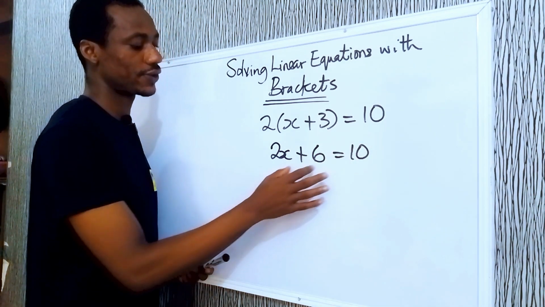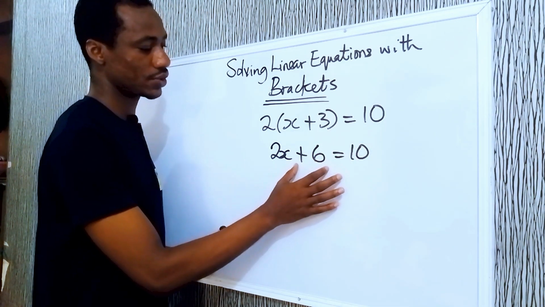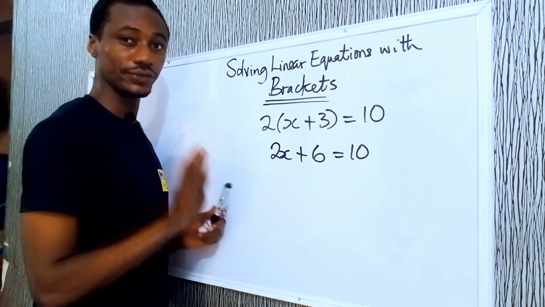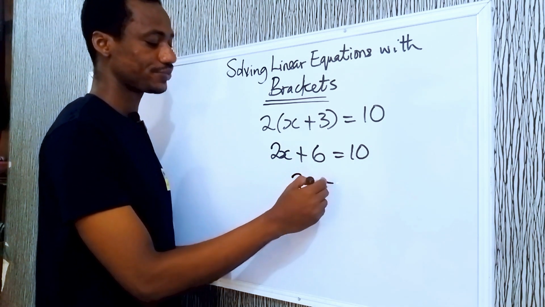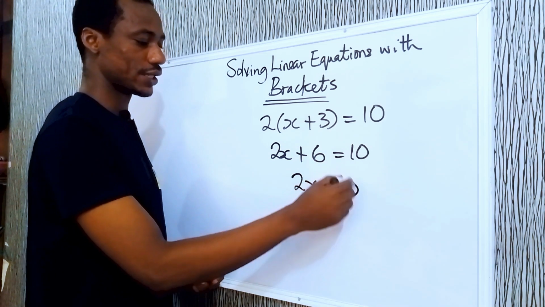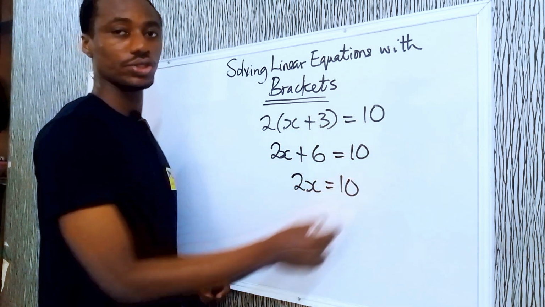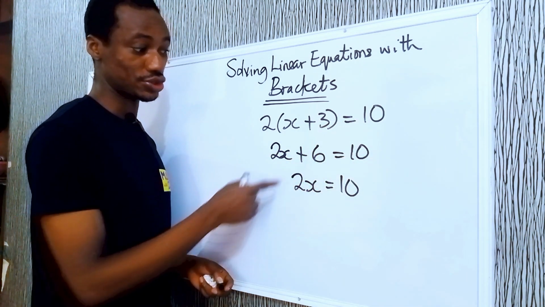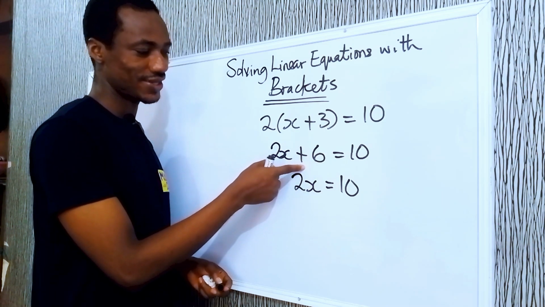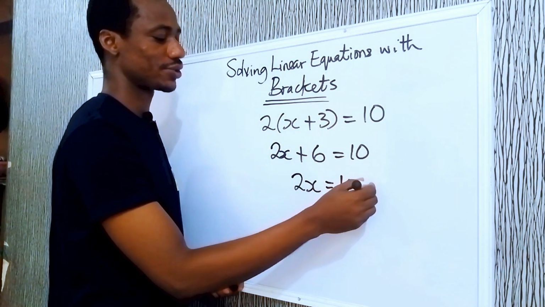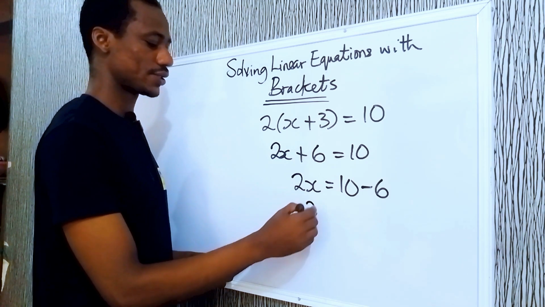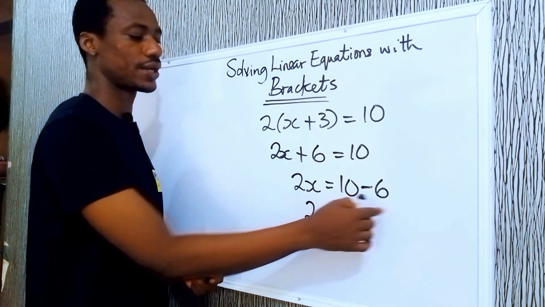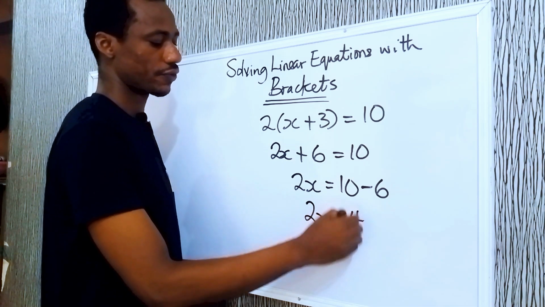So the next thing is for us to collect the items, bring the constants together, and then we have only the variable on this side. On this side we have 2x, and the other side we have 10. We're taking positive 6 to the other side now. That means we're subtracting 6 from both sides, so it goes to the other side to become a negative 6. So 2x here now will be equal to 10 minus 6, 4.